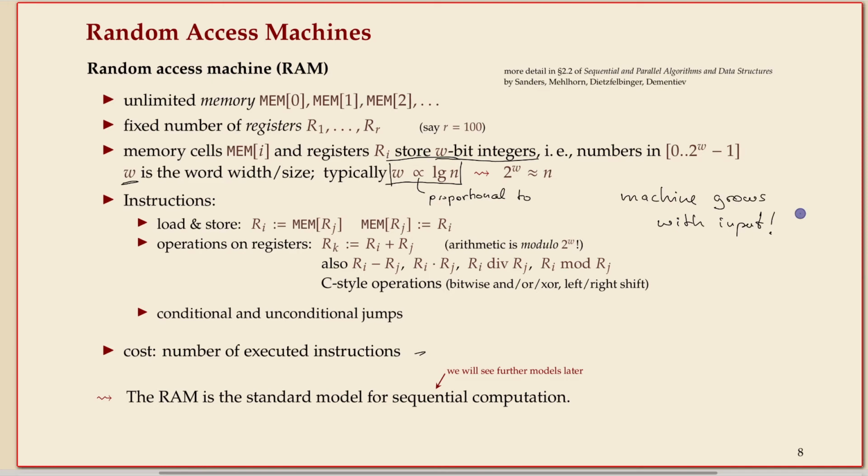So the machine grows with the input only means, as a model, you can make the input bigger and bigger. And then if you need to work with inputs of a certain size, you would have to build a machine with the appropriate word length to do an algorithm properly.